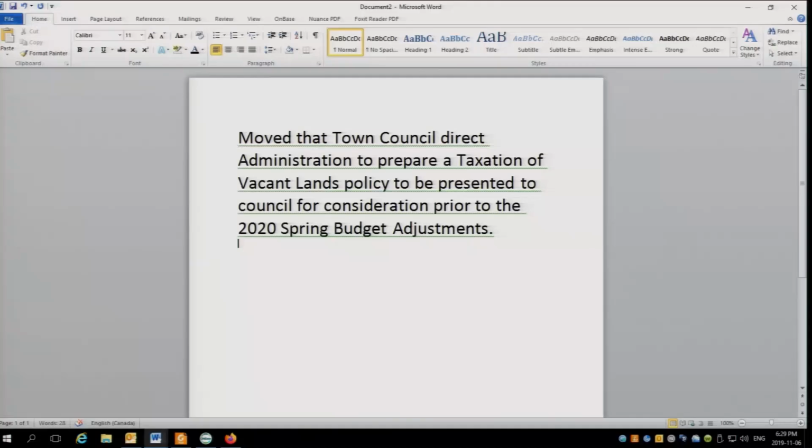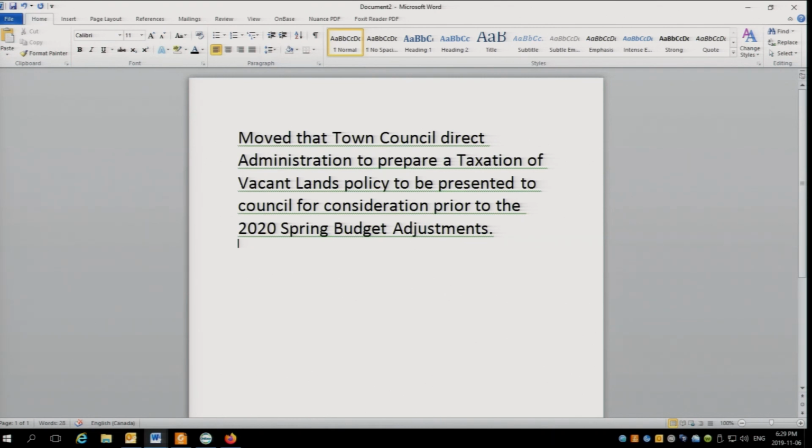Thank you very much, Your Worship. In the September 3rd, 2019 Governance Priorities meeting, a discussion was held regarding the possibility of considering a taxation of vacant lands policy, and Council later received information on a current policy that exists in a nearby municipality. A policy such as this can impact the development of vacant lands within the town which have remained undeveloped for a defined period of time. The policy could allow the town of Stony Plain to encourage development on these vacant lands.